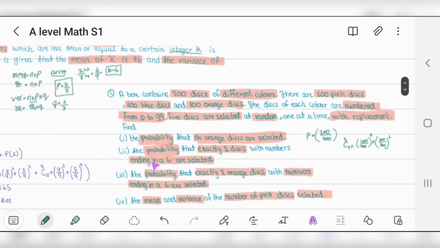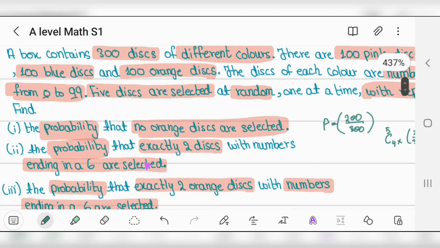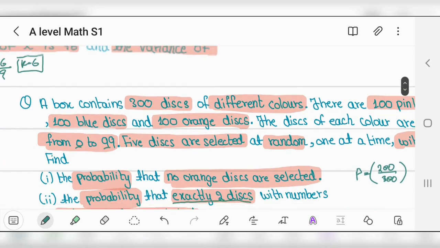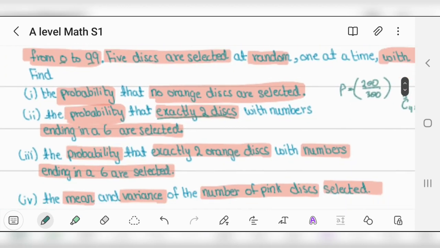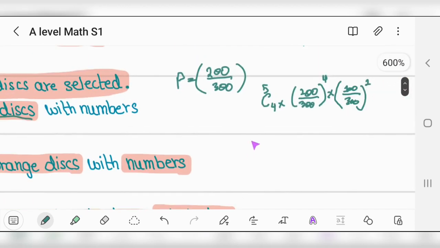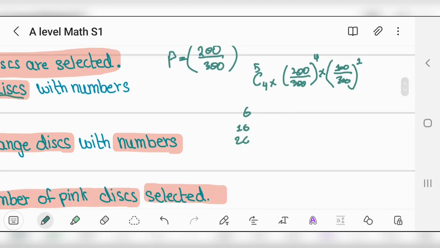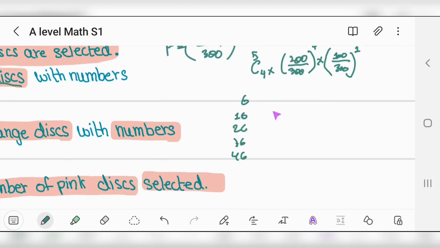Okay, now for part 2, the probability that exactly two discs with numbers ending in a 6 are selected. Okay, it says exactly two discs. 5 discs are selected, but exactly two discs with numbers ending in a 6. So numbers from 0 to 99, and only those which end in a 6 are selected. For example, 6, 16, 26, 36, 46, 56, 66, 76, 86, 96. 1, 2, 3, 4, 5, 6, 7, 8, 9, 10. So there are a total of 10 numbers ending in a 6.